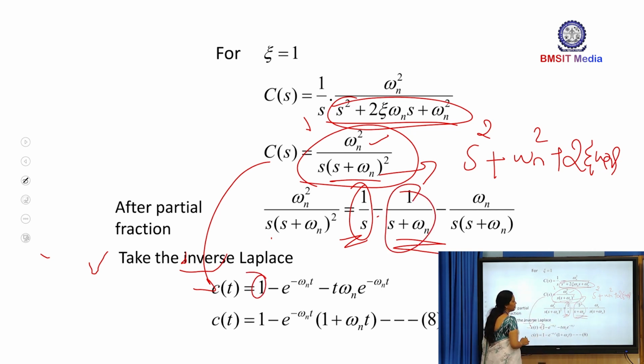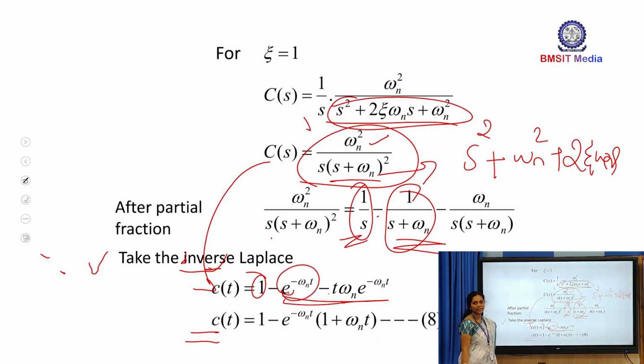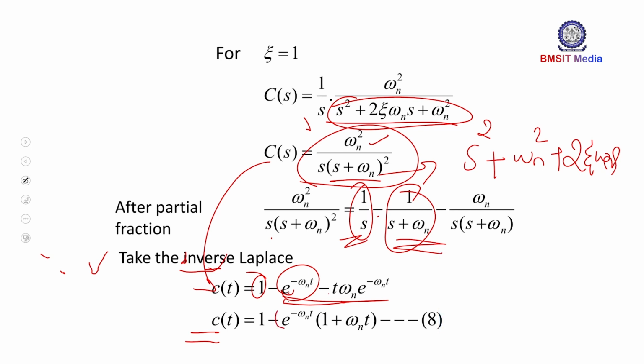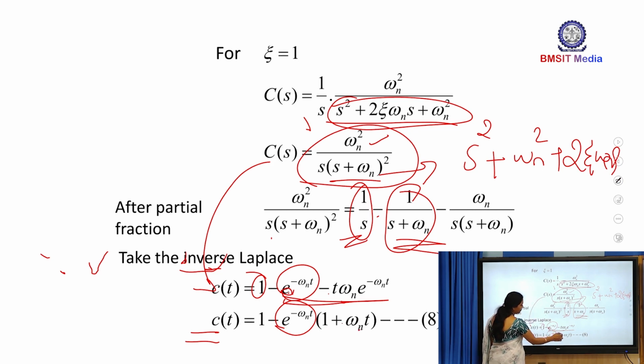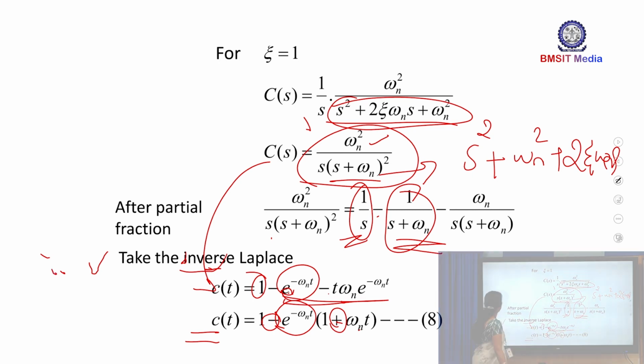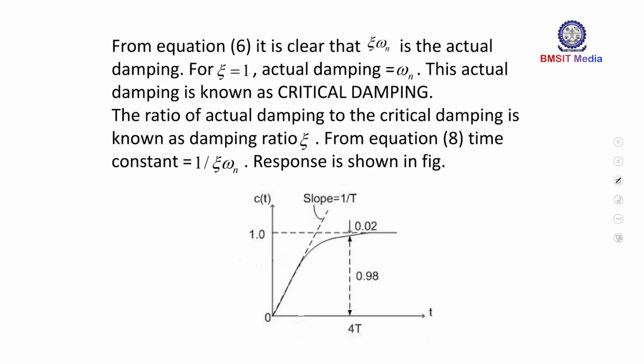Inverse Laplace transform of 1 by s plus a is e to the power of minus a t, minus omega n times the inverse Laplace transform of 1 by (s plus a) squared, which is t into e to the power of minus a t. But a is here now what? Omega n. Therefore, 1 minus, in both these terms I can take out e to the power of minus omega n t outside. That is common in both terms. So here it will be equivalent to 1 minus e to the power of minus omega n t into (1 plus omega n t), because minus is here, I can just write this as plus. This new equation I will be calling equation number 8.